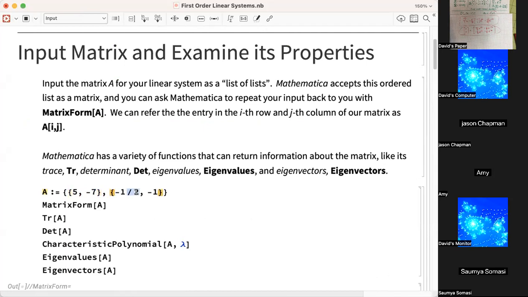Now, Mathematica thinks of a matrix as a list of rows, which is fine. You can think of matrices as a list of rows or a list of columns, but we input a matrix into Mathematica as a list of rows. So top row, 5, minus 7, bottom row, minus 1, 1, sorry, minus 1, 1, excuse me. Did I do that correctly? No, it was minus 1, minus 1. Okay, I'm looking at the wrong picture. And then if you want to see it written as a matrix, you just tell Mathematica, show me what it looks like as a matrix.